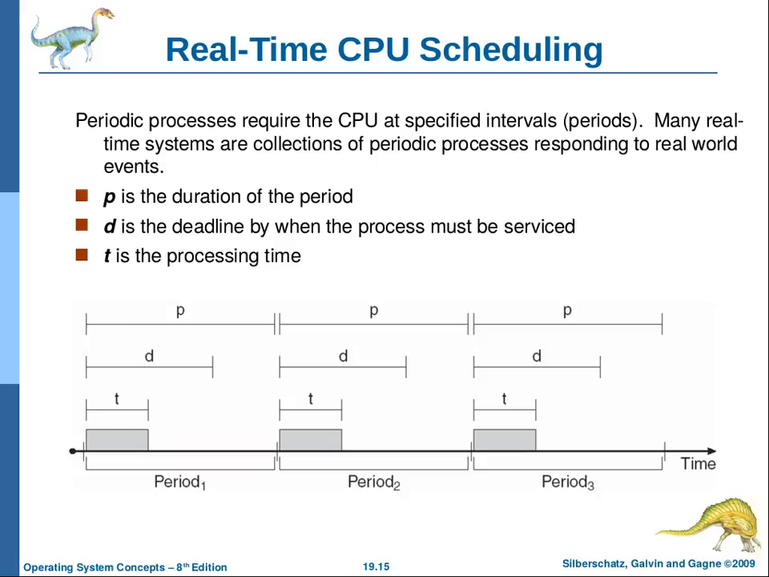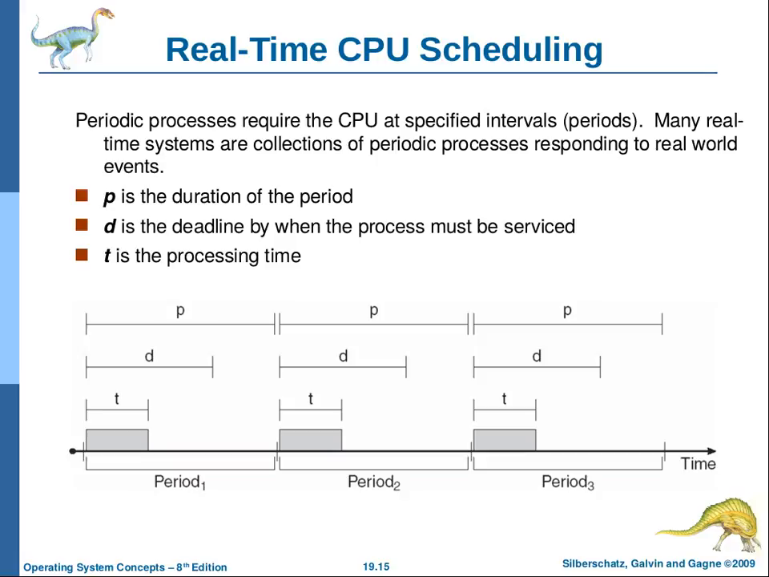Good talk. All right. So periodic processes require specified intervals. If your process comes in at different periods, that's actually very nice. So you just need to know when it comes in, and then the deadline after it arrives might be D, and then the T is the processing time. So if you know it comes in every P interval, it takes this much time, hopefully you can schedule it before the deadline occurs. What if you can't? Right. Well, we're getting there.